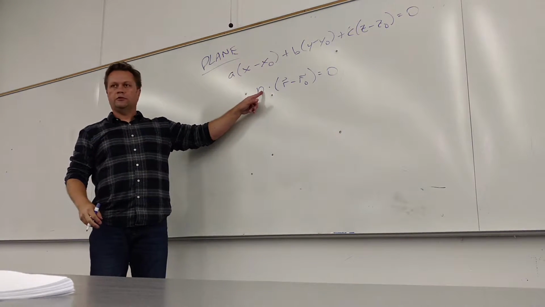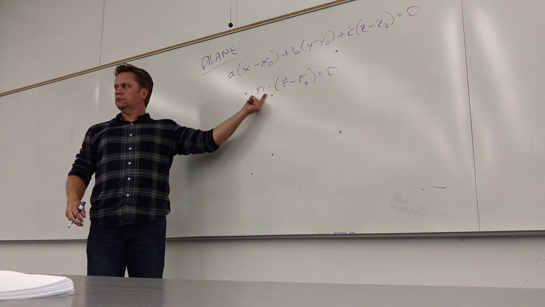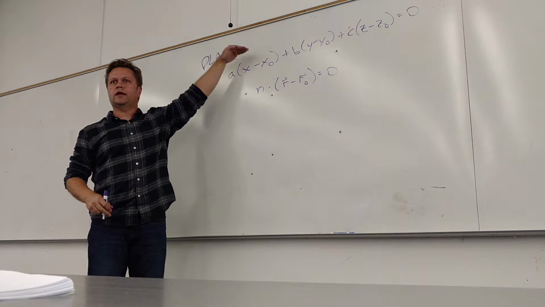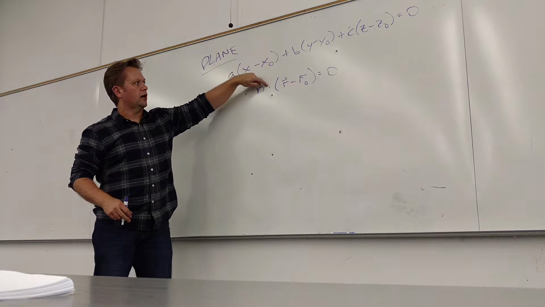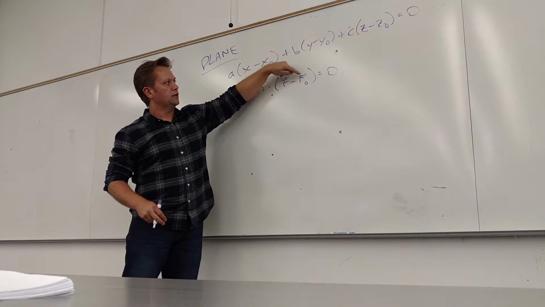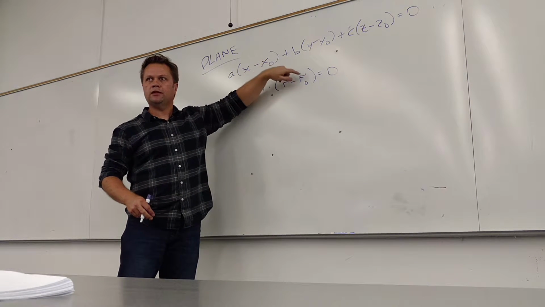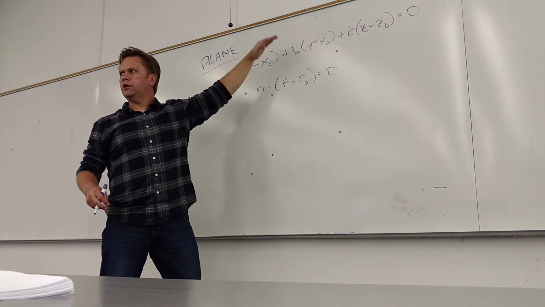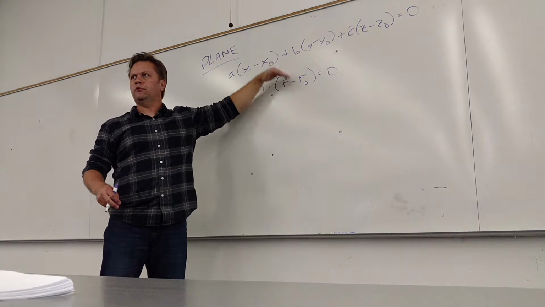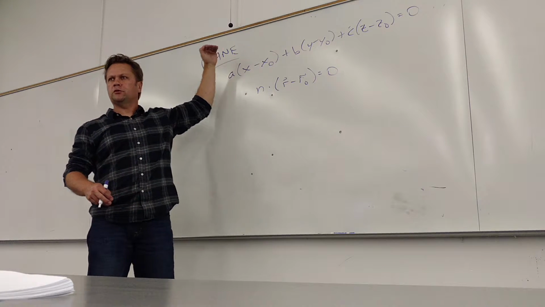Right, because what's the normal vector? It's ABC. So these are really the same exact formula. Normal is ABC, dotted with x minus x naught, y minus y naught, z minus z naught. So when you dot that, you get this. So those are the same equation. So whichever way you want to memorize it, this is pretty simple to memorize, hopefully.